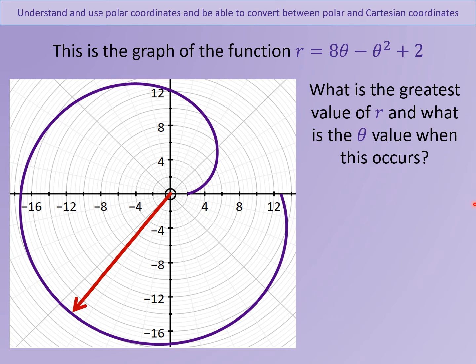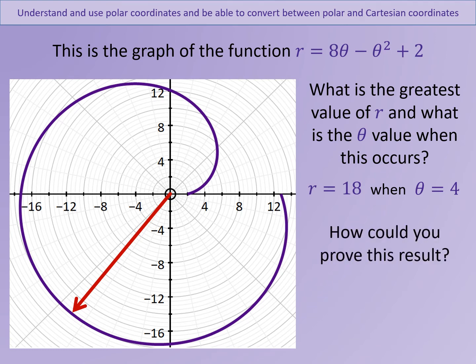Now, by inspection, we can see it's about there, but how would we find it if we were calculating this? It seems to be where r is 18 and theta is 4 radians. Remember that in radians, 4 is about here. We could prove this result using differentiation, basically finding stationary points, because this would give us maximum or minimum values.